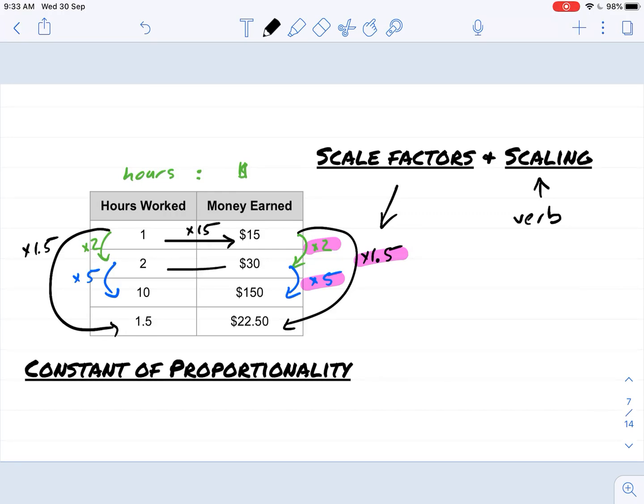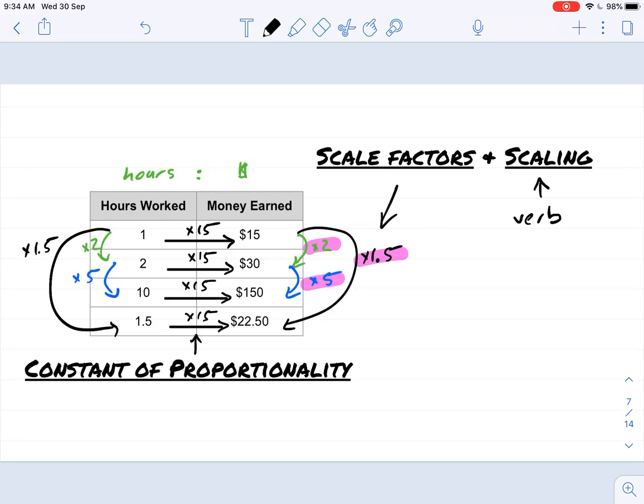And what about to go from 2 to 30? That's going to be the same. You multiply by 15. To go from 10 to 150, you're multiplying by 15. And on this last one, you can trust me, it's multiplying by 15. So in this problem, that number right there is the constant of proportionality.